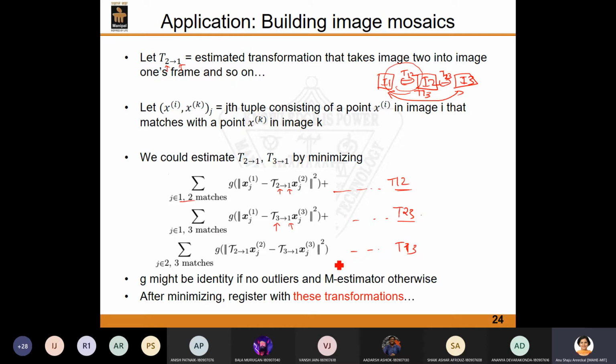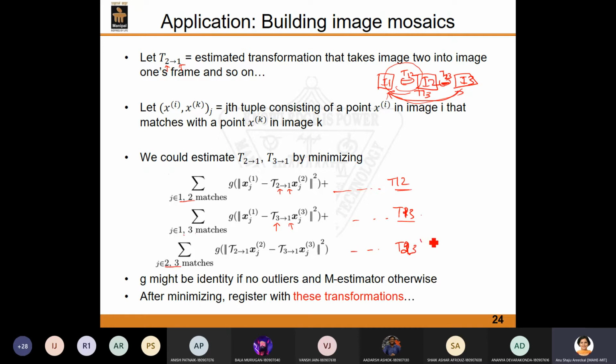Now the next term you see is the T13 transformation. That is, you're trying to find the transformation between I3 and I1. So in this T13 over here, sorry, this is supposed to be T13, because I'm taking the 1 and 3 matches. This one here is T23, because I have the 2 and 3 matches over here.